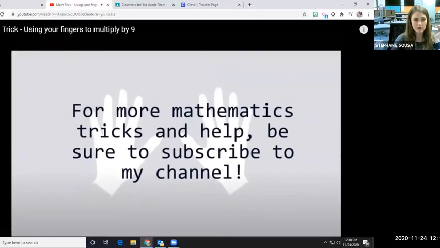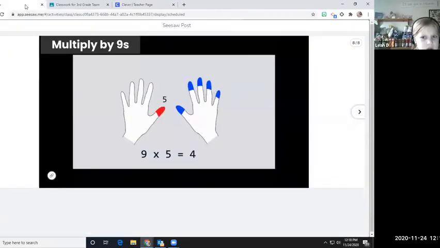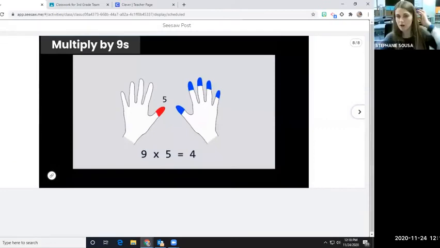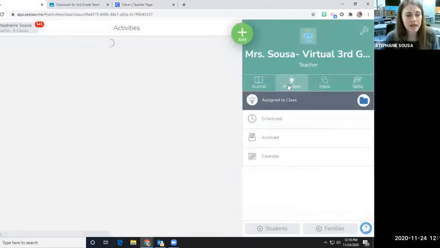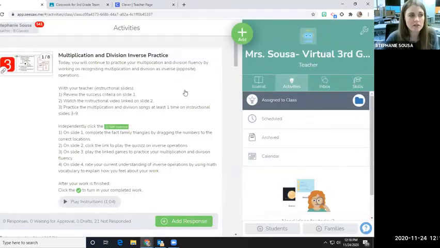All righty, so there is our multiplication by 9s. All right, you have reviewed. We are ready to practice some fluency. So inside of your activities on Seesaw, go ahead and open up a response to multiplication and division inverse practice. As you're opening that, I'm going to be reading the directions, so please listen.